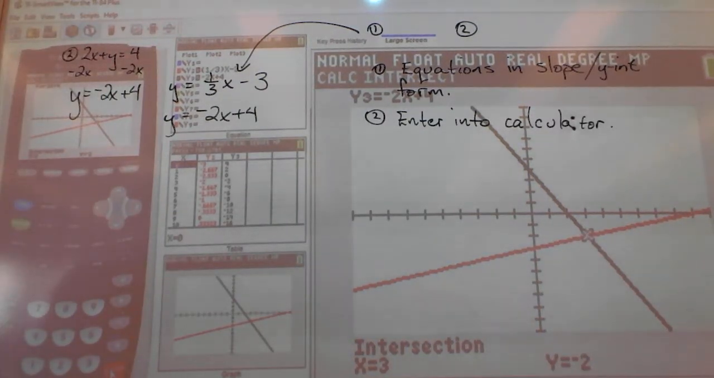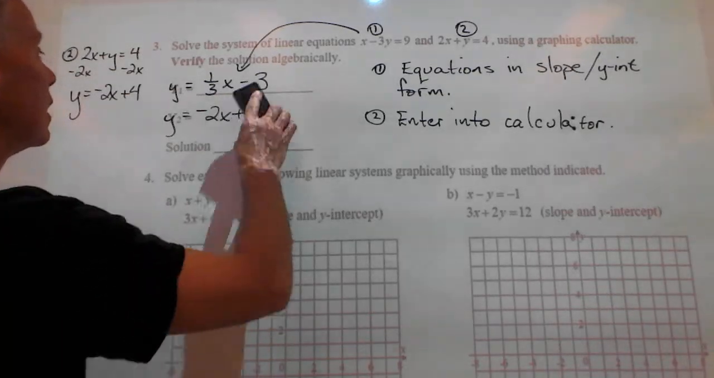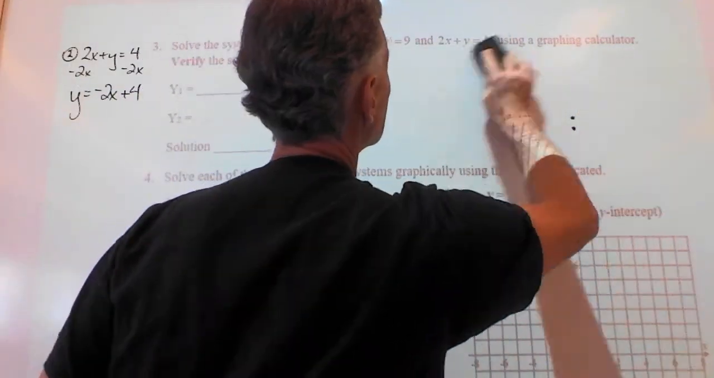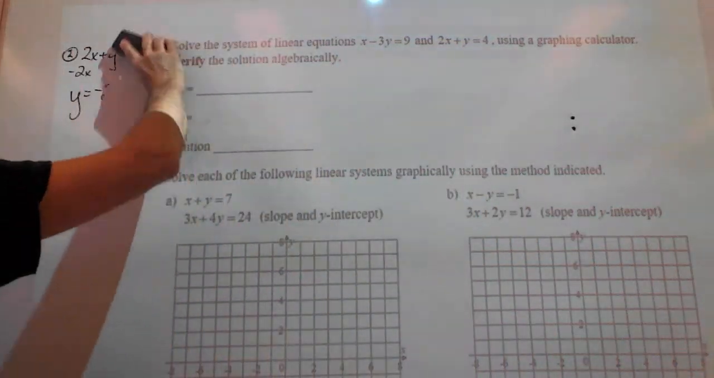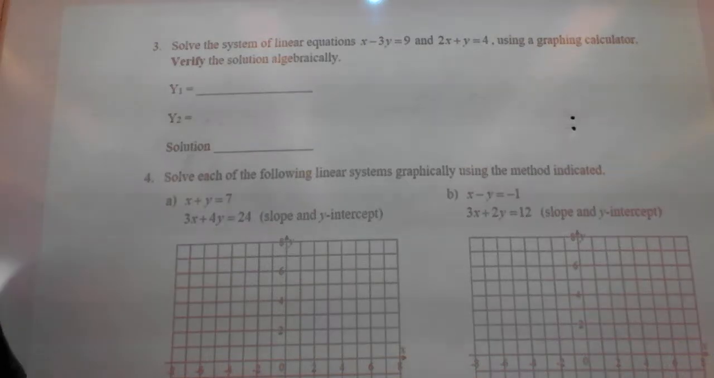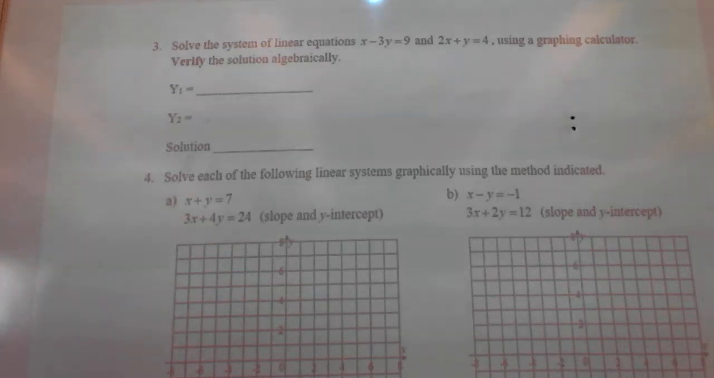We'll do one more of these. So let's go back to our lesson. There we go. Okay, we won't verify this because I've already shown you that and I think it's a pretty straightforward idea. Solve each of the following linear systems graphically using the method indicated.